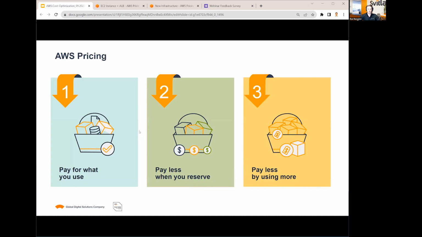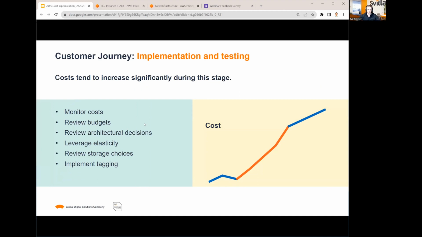Also, AWS provides a special pricing model where at first you pay for what you use. Pay-as-you-go is the most popular model. Then, if you understand that these resources will be used for a long time, you may reserve them and pay less for them. It means that we may pay less for using more: we may consume more resources, then again reserve them, and it's a circle which allows us each time to pay less for more resources. Continuing working with AWS infrastructure.